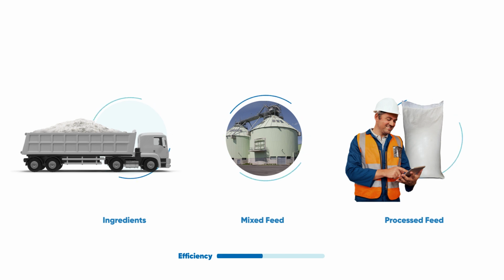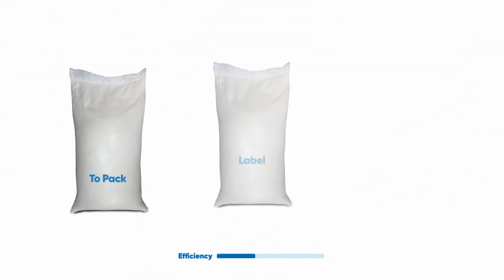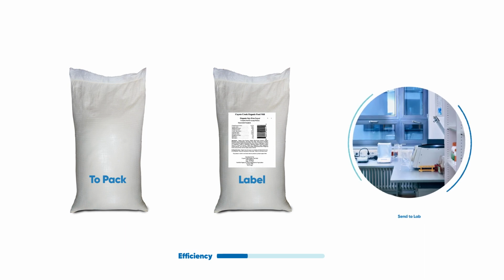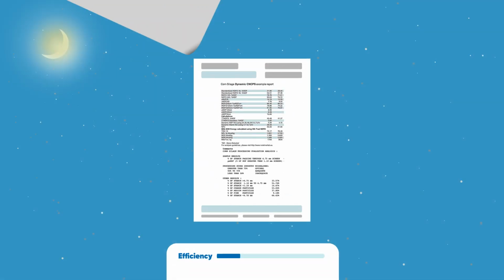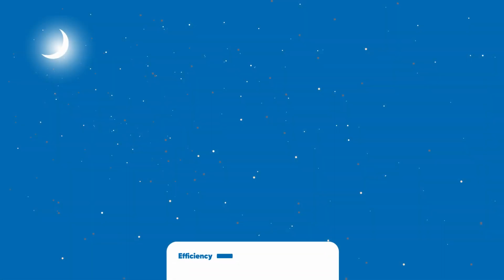However, at every step, John has to go through a lot of manual work to pack, label, and send samples to a lab. In addition, he has to wait for hours and sometimes days for the results. This slows down his production and impacts his overall efficiency. But what if there was a better way?